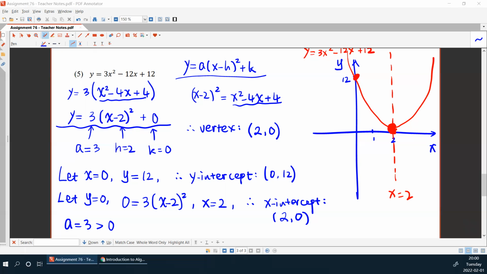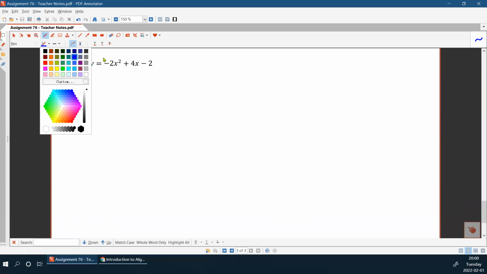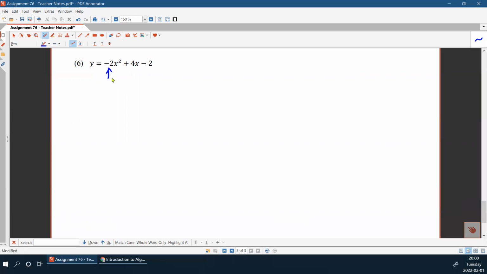Okay, got it. Okay, let's see the next one. Last question. Again, when you have a leading coefficient that is negative, you need to pay special attention, okay?